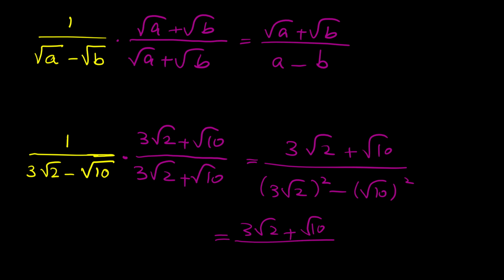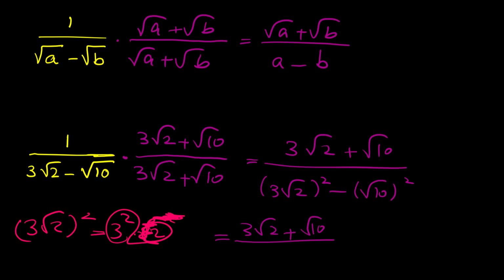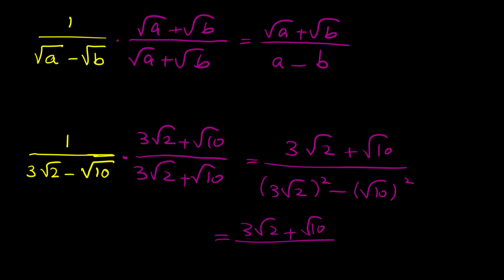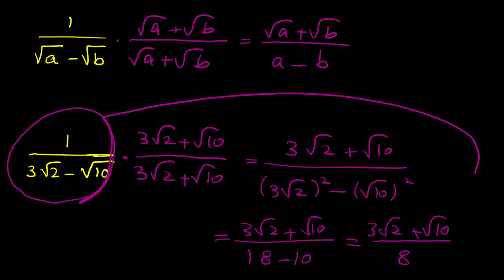So 3 radical 2 to the power of 2 is basically 18. Let me explain this again. 3 radical 2 to the 2 is like 3 to the 2 times radical 2 to the 2. This power and this radical cancel. 9 times 2 is 18. So the denominator is 18 minus 10, and 18 minus 10 is 8. So the answer is 3 radical 2 plus radical 10, over 8. So we rationalized this expression and this is the answer.